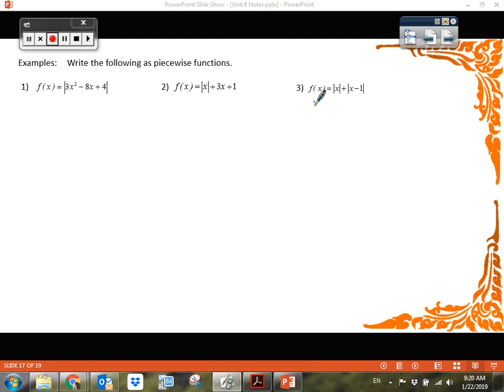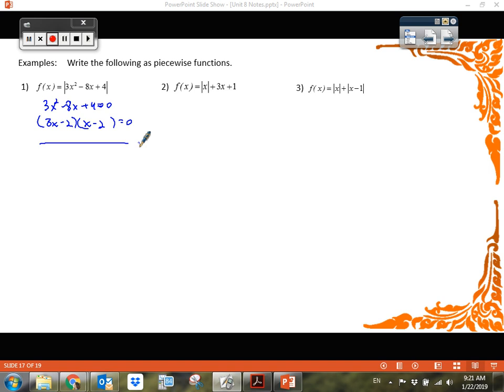The first type is all of it's in the absolute value. So we want to think about our procedure from the previous page. Our first step would be to take the stuff inside and set it equal to 0 and find out when that's true. So if I have 3x squared minus 8x plus 4, I need to find out when or if it's 0. That involves factoring. And so this factored is 3x minus 2 times x minus 2.